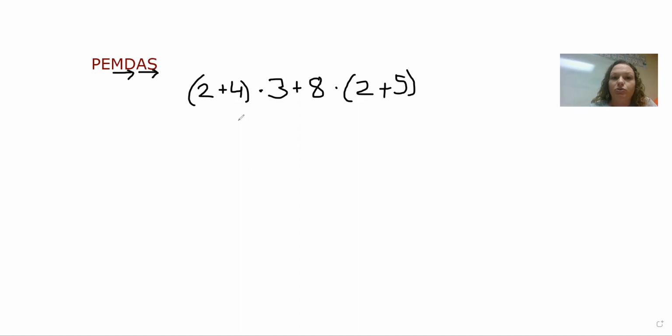So first we're going to do the parentheses. We have 2 sets of parentheses. So let's solve those first. 2 plus 4 is 6. 2 plus 5 is 7. Then we rewrite the rest of the problem. So we have times 3 plus 8 times 7. Okay, so we did the parentheses first, and then we tacked on this chunk right here.